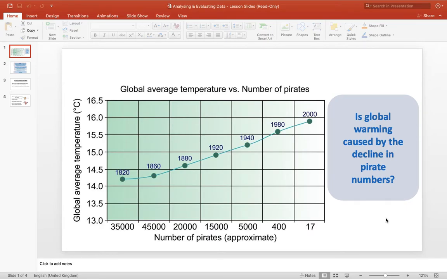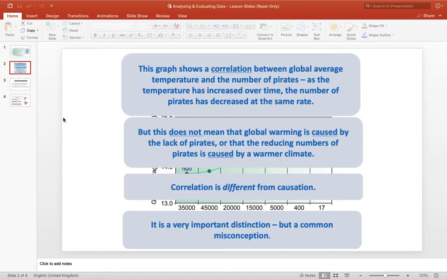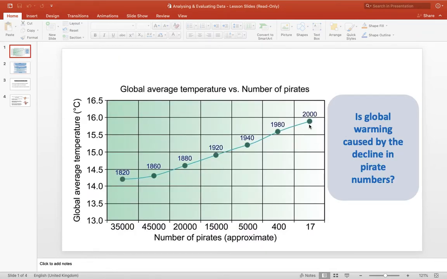Okay, so you should have paused the video at that point. You should have had a think about the starter that's shown on the screen at the moment. Now, if you looked at the graph properly, you could have said that the graph shows what's known as a correlation between global average temperature and the number of pirates. As the temperature is increased over time, the number of pirates has gone down.